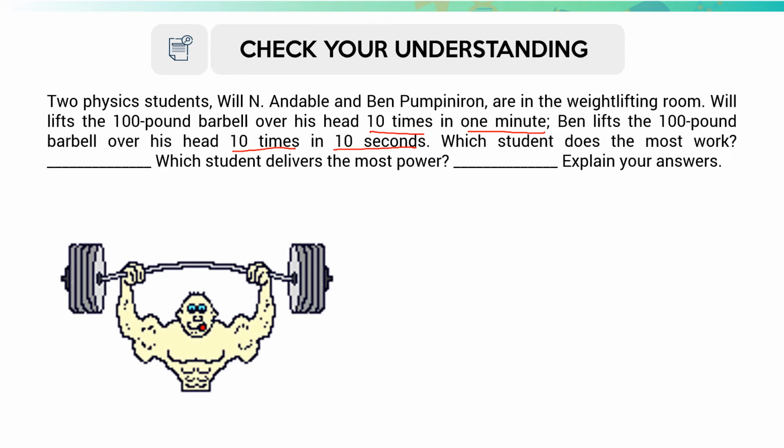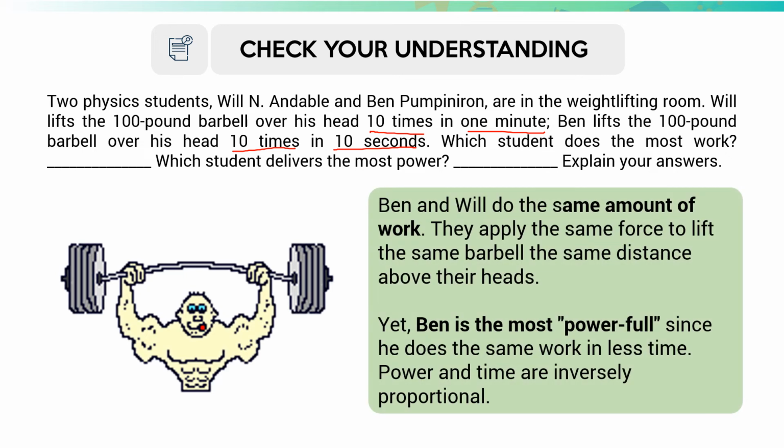Okay, so let's see what's our answer for this one. According to this, Ben and Will do the same amount of work. Why? Because they have displaced the same 100-pound barbell at the same displacement. They apply the same amount of force to lift the same barbell at the same distance above their heads. Yet, Ben is the most powerful since he does the same amount of work in considerably less amount of time.